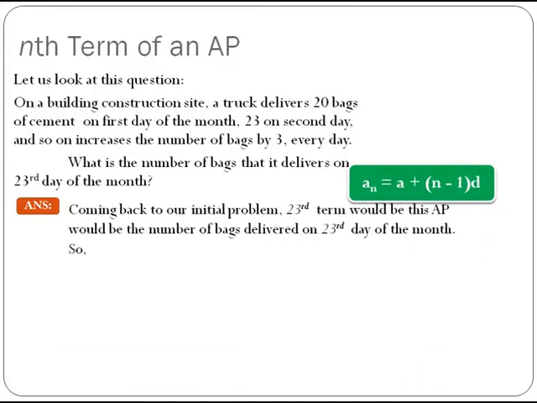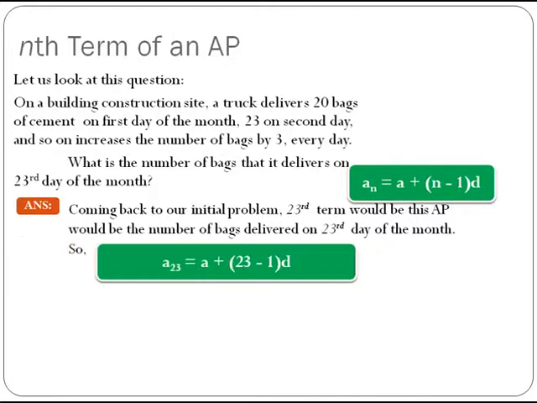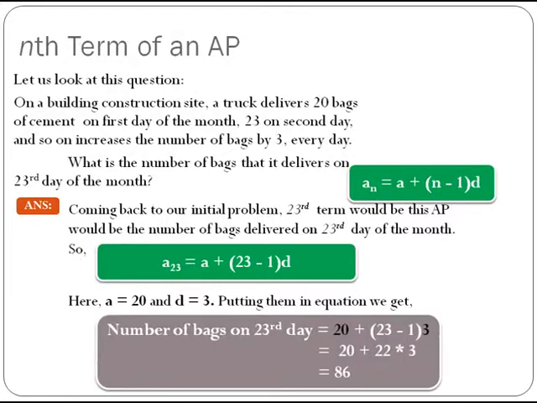Coming back to our initial problem, the 23rd term would be the number of bags delivered on the 23rd day of the month. So A23 = a + (23 - 1)d. Here the first term, that is a, is equal to 20 and the common difference d is equal to 3. Putting them in the equation we get A23 = 20 + (23 - 1) × 3, or 20 + 22 × 3. That gives you 86.